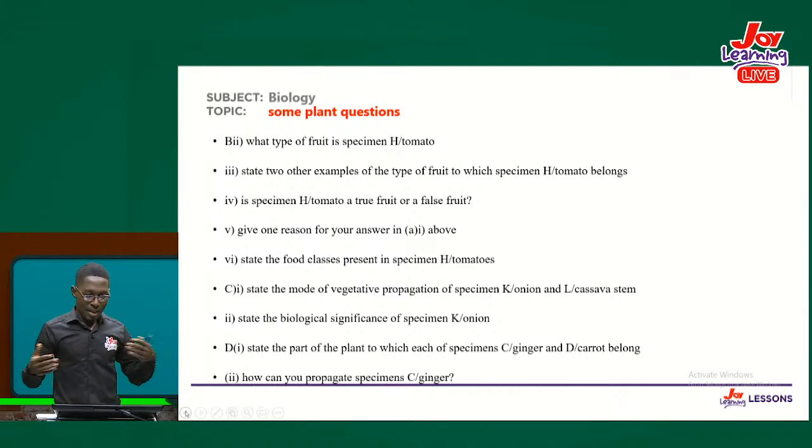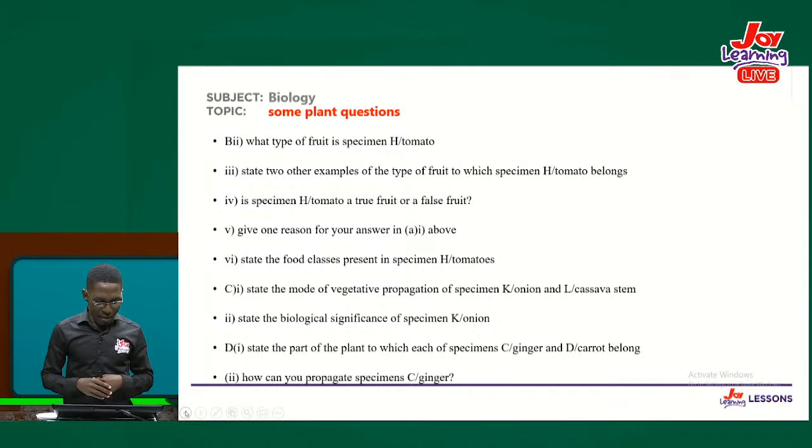Then they move on. Another set of questions, different from the tomato. State the mode of vegetative propagation of specimen K, onion, and cassava stem, L. How do we propagate this? A stem cutting and a bulb. So you mentioned that. State the biological significance of specimen K. When you take the onion, is there anything unique that interests you, that you want to look at as a biologist? Maybe scale leaves, maybe succulent leaves, maybe foliage leaves, maybe underground stem, or adventitious root, something you see on the onion.